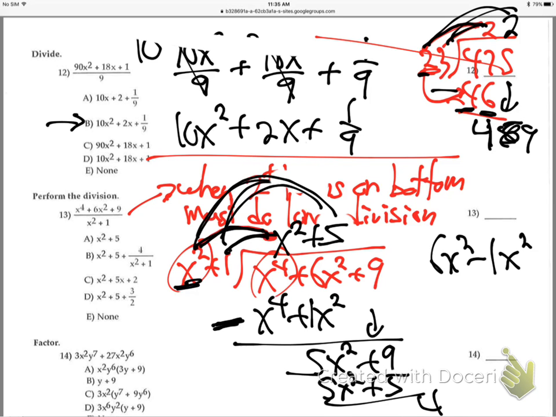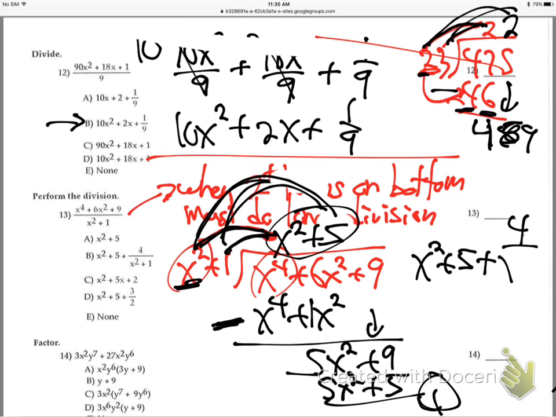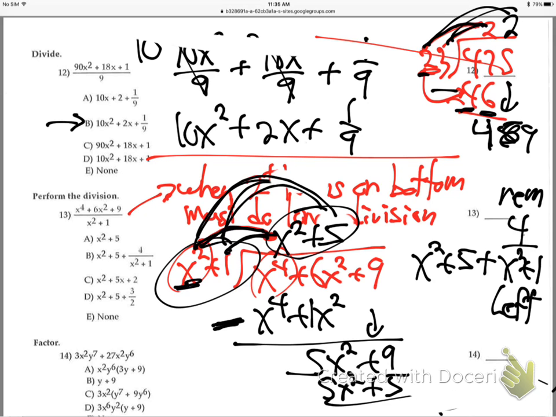Everybody see what happened there? So what is the answer? The answer is right up here. This is the answer. X squared plus 5 plus, now what do you do with the remainder? The remainder goes over the left. The 4 is down here. It's the remainder. When I subtracted, down here, 5x squared minus 5x squared, and 9 minus 5. Right, you're subtracting. Remember, whenever you do long division, you multiply and then you subtract, right?